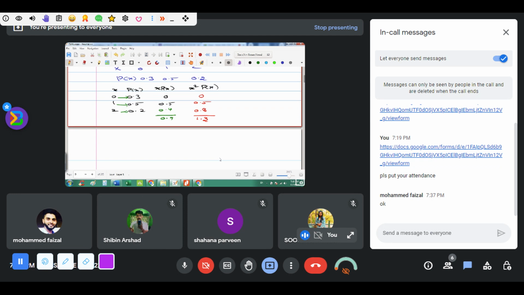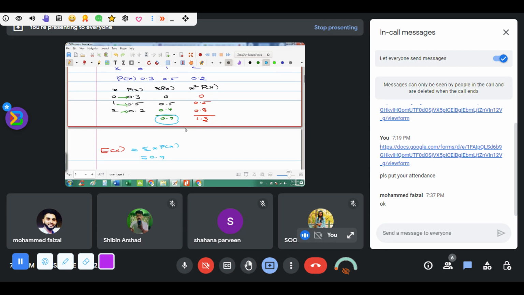So now find the mean. Mean notation is E of x. Therefore, E of x equal to, formula summation x into probability of x. That is equal to 0.9. This value is called the mean. Any doubt regarding this?